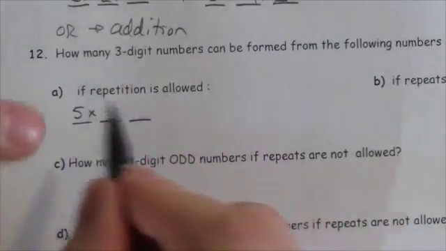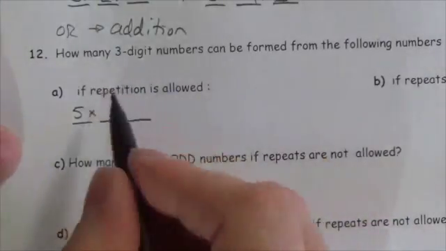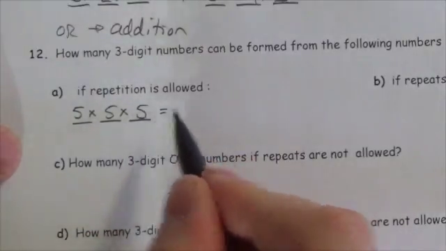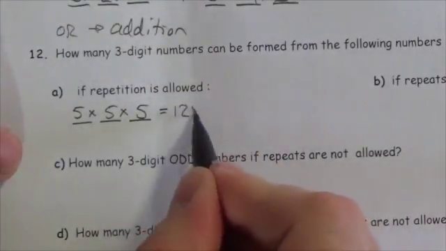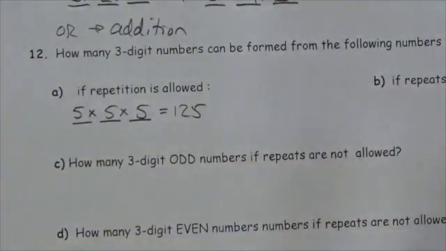There's no restrictions here. Repetition is allowed, which means there are 5 options for the next one, and then 5 for the next one here. Okay, which means that's 125 different numbers that could be created with those 5 digits.